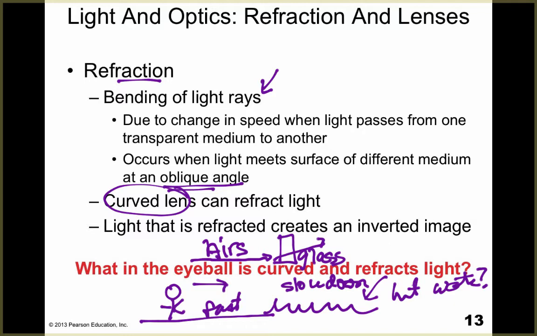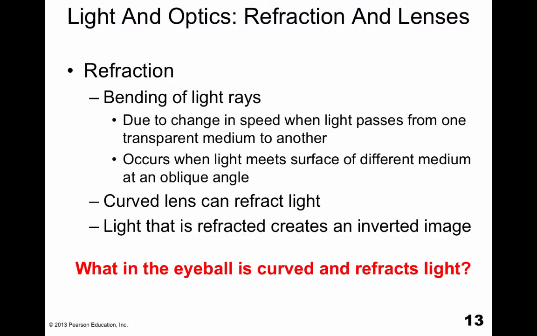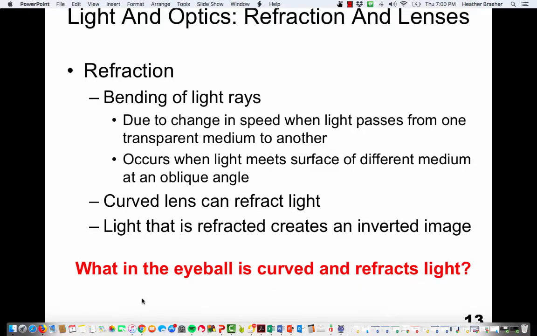So with this being said, guys, what in the eyeball is curved and refracts light? I've already mentioned one. The main one that we're going to talk about is the lens. Another thing that can help refract light is the cornea. So let's have one of our good friends here explain how refraction works.